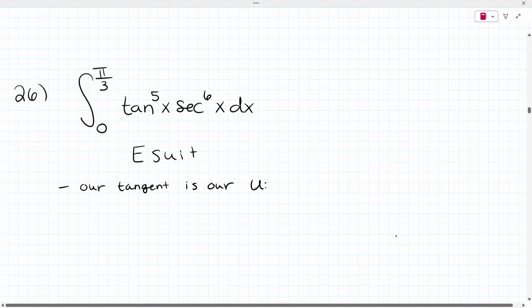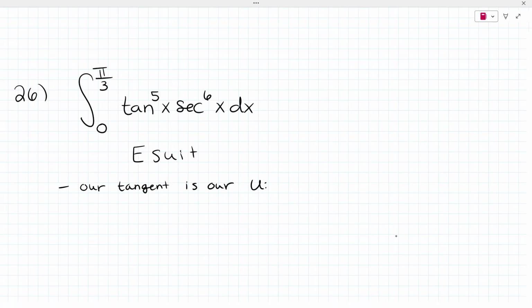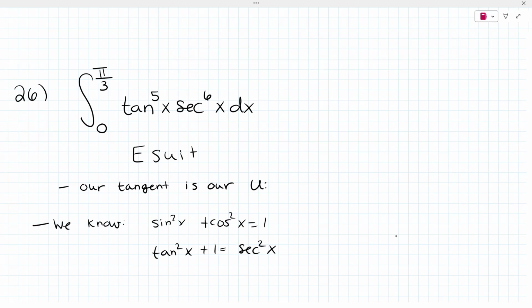So let's rewrite this problem using some of our trig identities. So what do we know? We know based on our trig identities, sine squared x plus cosine squared x is 1. I don't think we'll use that one. I think we'll use this one, tan squared of x plus 1 equals the secant squared of x. Yes, I think we'll do that.